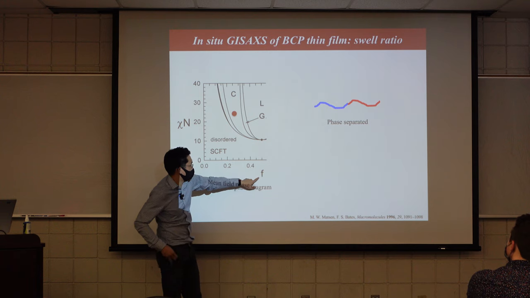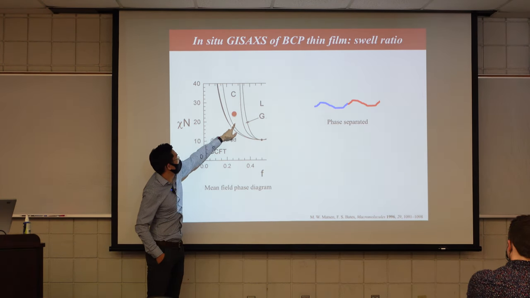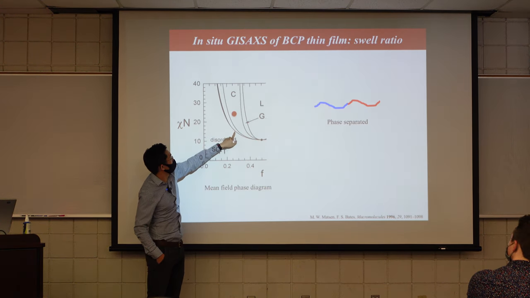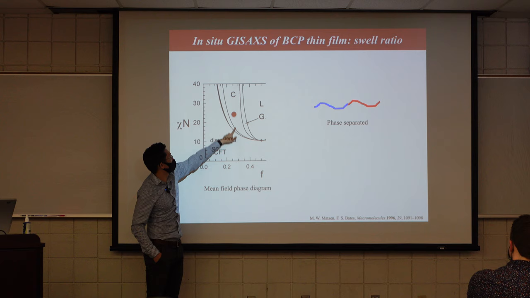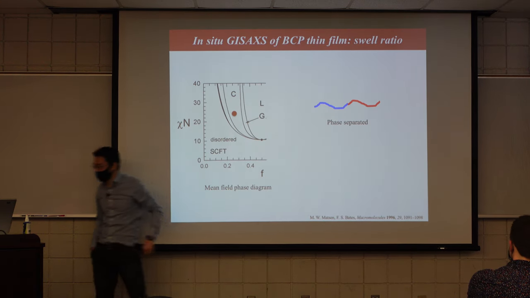So we can fix the f value in the swelling. What we change is basically going down. The more solvent we put in, the lower chi gets. So we can potentially cross this order-disorder transition if we put too much solvent in our annealing process.